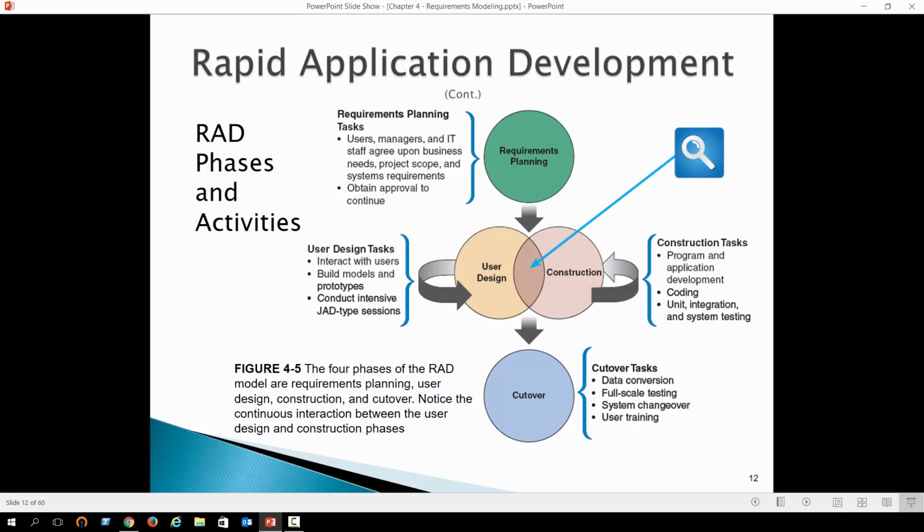But imagine had he designed that system with rapid application or JAD, where he got the users involved, it may not have taken as long to get the users to embrace the system. So you get the idea here.